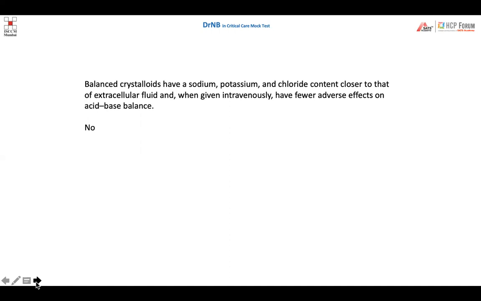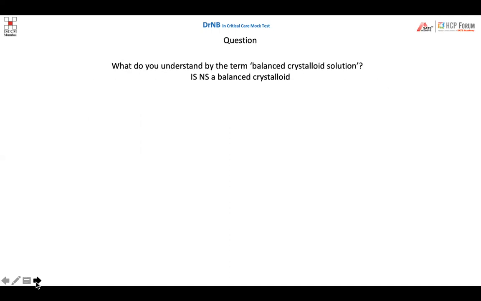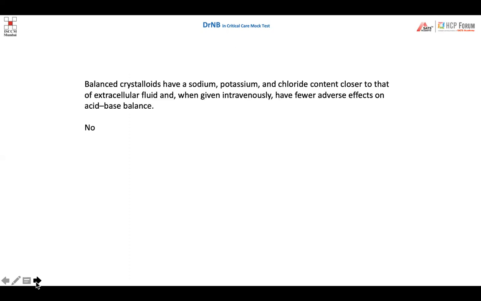So normal saline is not a physiological or a balanced solution because the sodium is 154 and our normal sodium is around 135 to 140, and the chloride is also 154 and normal chloride is 100 to 105.